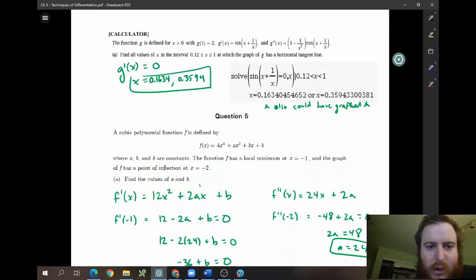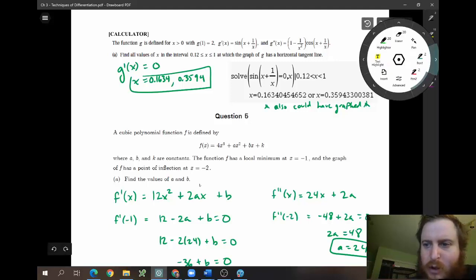This question is a calculator question. Should be very, very easy. You could have graphed it. I used the solve button, but if you wanted to graph it, you could also graph it and then do the zeros. If you graph it, just set your window settings so you get that 0.12 and x for your x minimum and your x maximum.